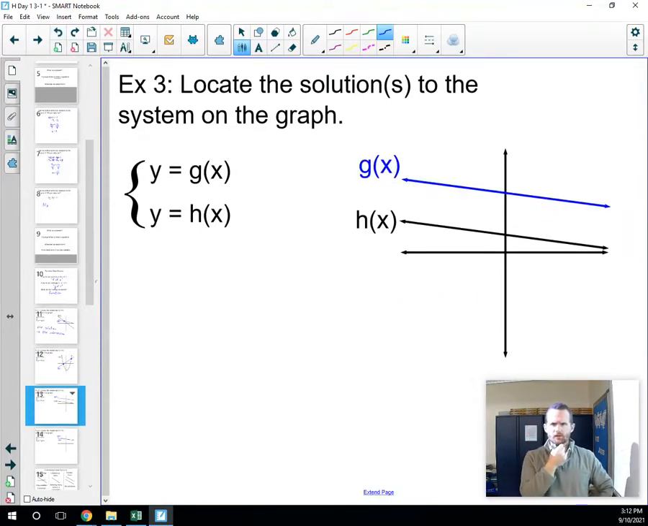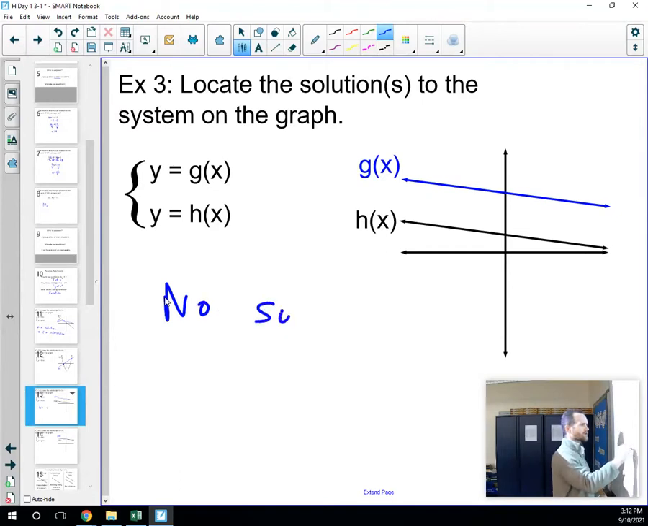So far, so good. Let's take a look at number 3. Same question, locate the solution or solutions to the system on the graph. Here we've got g of x and h of x, and I don't see any intersection, which means there's no solution. So there's no solution here.